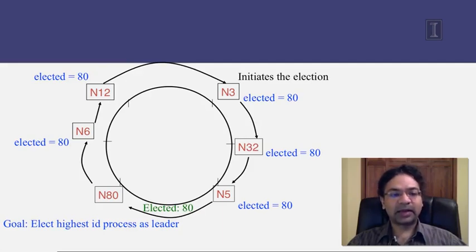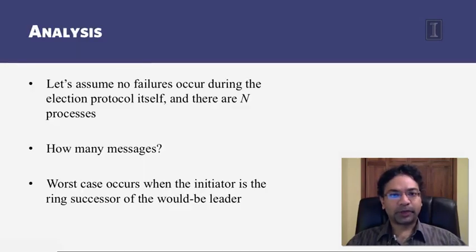N80 sees that the elected message's ID is the same as itself, and so it can now drop the message and not forward it anymore. And at this point of time, the election protocol is done. N80 has been elected as the leader. It knows that it is a leader, and all the other non-faulty processes in the group know that N80 is in fact the leader. So that's the termination of the election over here.